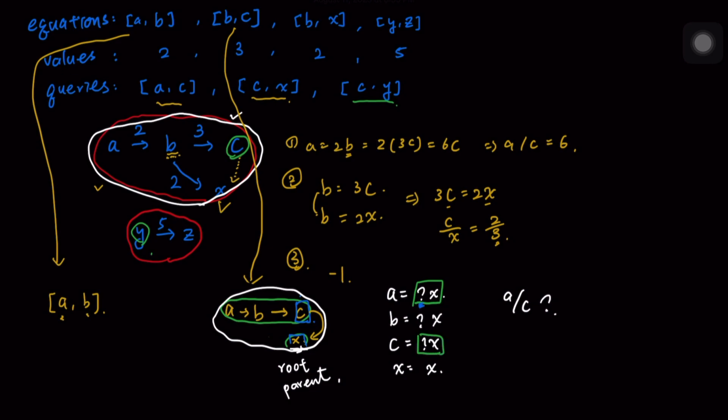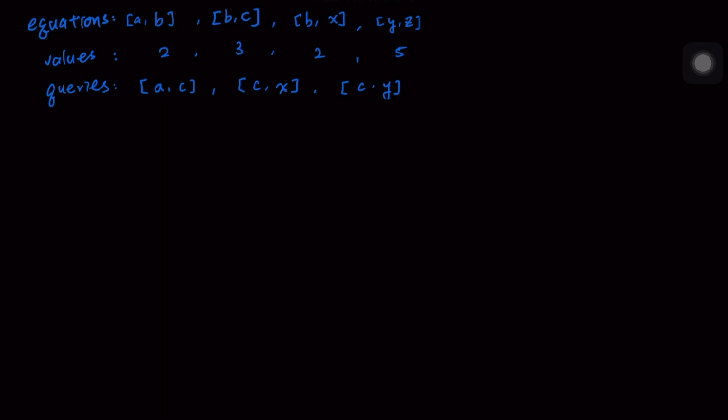Now let me talk about how we find out this multiplier. In order to store the graph data and structure, we'll use a map. In the map, the key is the node ID itself. For this one, the key is A. Initially we will set each node to point to itself, which means initially the parent of each node is itself.